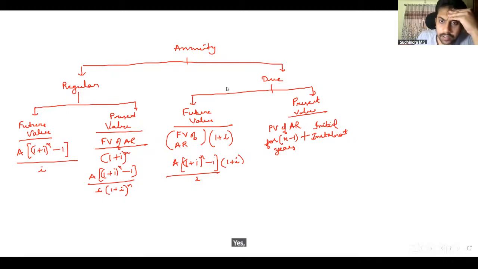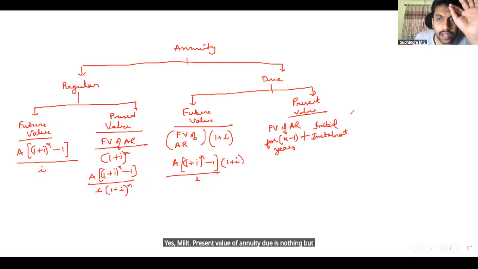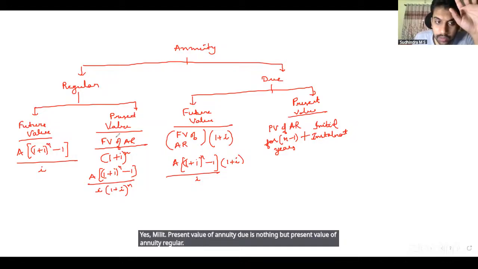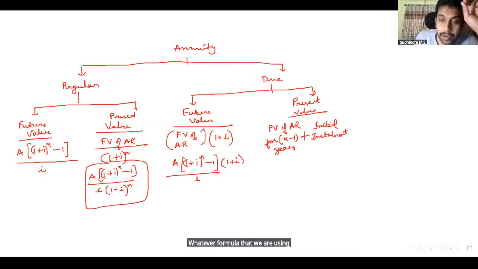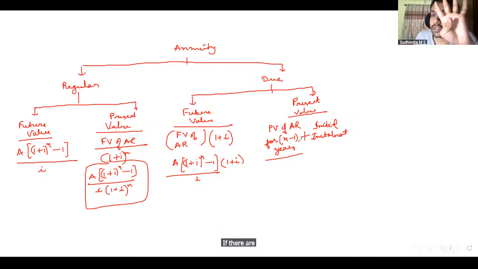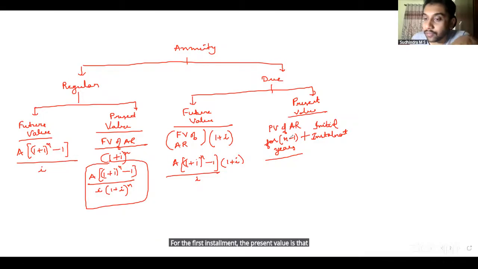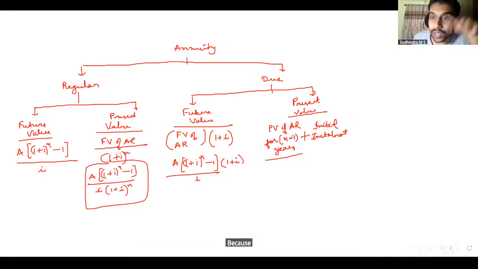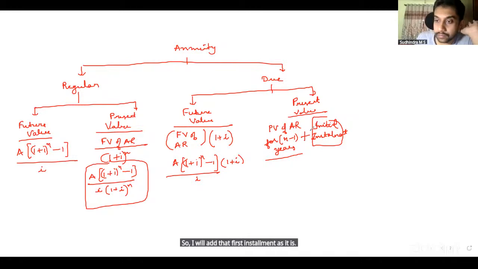Present value of annuity due is nothing but present value of annuity regular, whatever formula we are using here. But we apply this formula for one year less, n minus 1 years. If there are 5 installments, we'll consider only 4, because for the first installment, the present value is that installment itself, because the installment is happening today. So I will add that first installment as it is. Okay, sir. Thank you, sir.